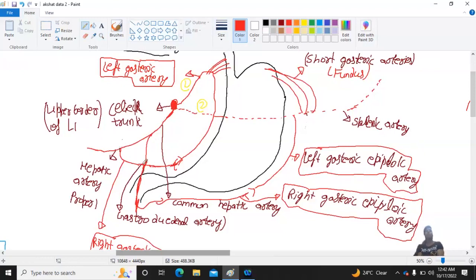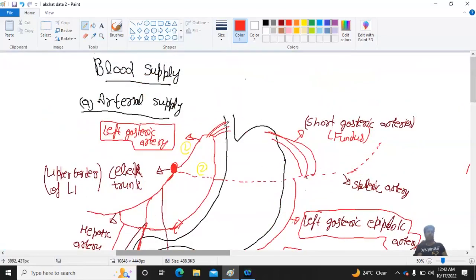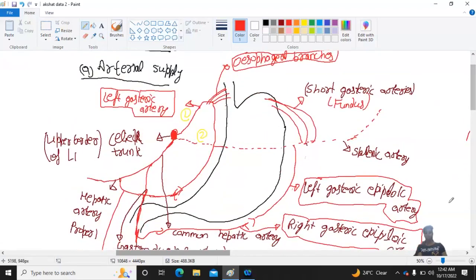The hepatic artery proper gives a branch on the right side, the right gastric artery, which covers the remaining lesser curvature, and the gastroduodenal artery gives a branch which covers the greater curvature, called the right gastric epiploic artery. Done. These short arteries are called esophageal branches, which supply the lower part of the esophagus. So this is the whole arterial supply of the stomach.